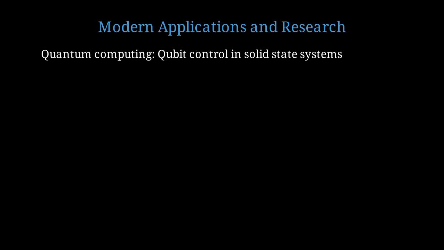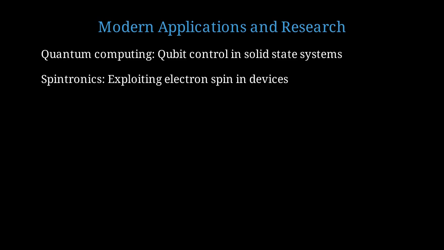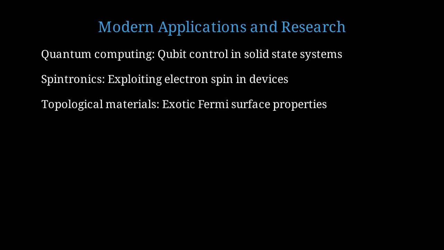Fermi-Dirac statistics continues to be crucial in modern physics and technology. In quantum computing, especially solid-state qubits, understanding electron distributions and energy levels is essential for designing and controlling quantum bits. Spintronics exploits both the charge and spin of electrons. The Fermi surface and spin-dependent density of states determine device properties. Topological materials exhibit exotic properties related to the structure of their Fermi surface. These materials may revolutionize electronics and quantum computing.